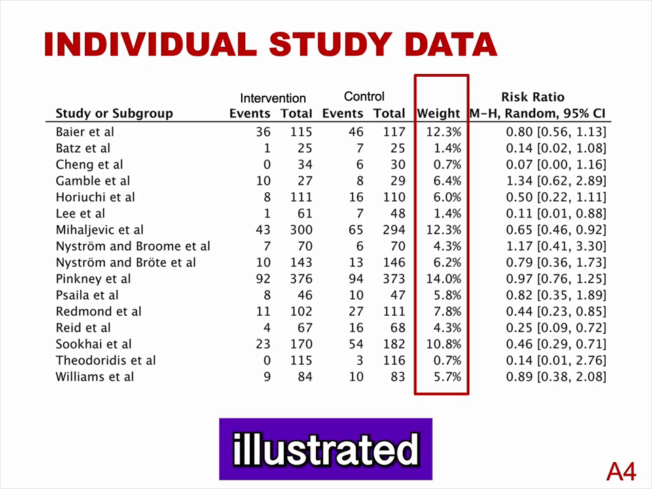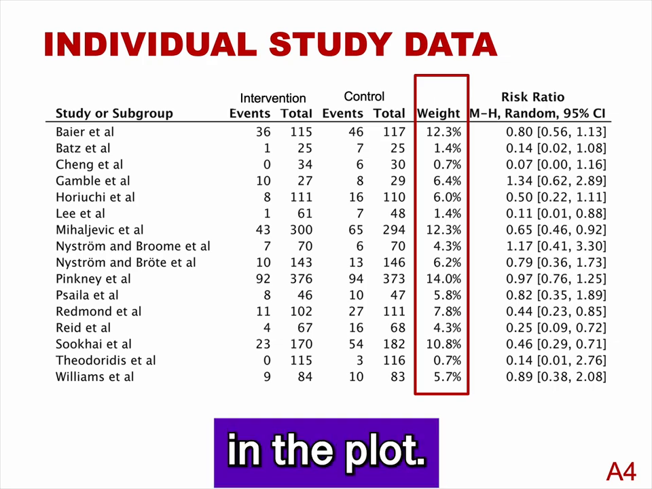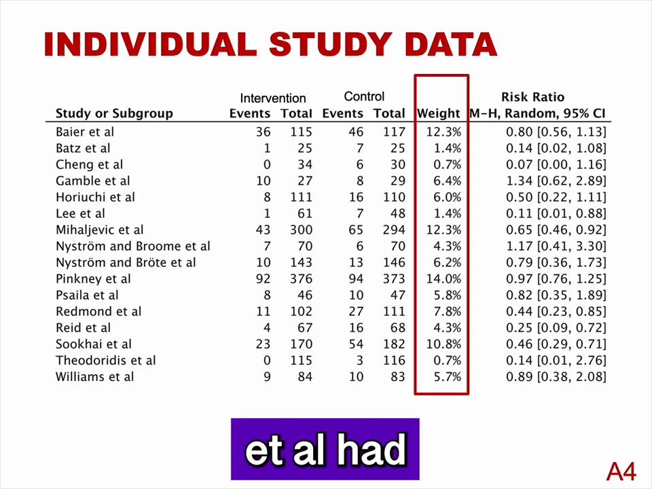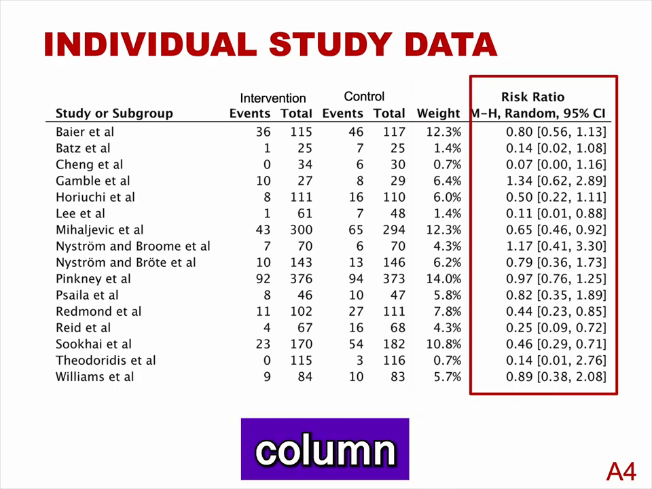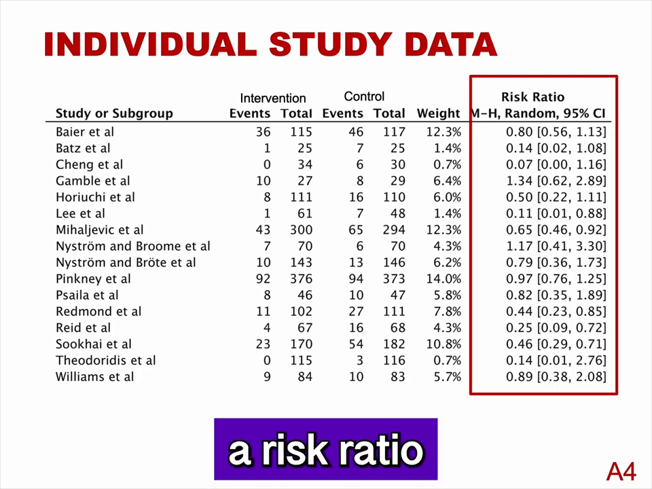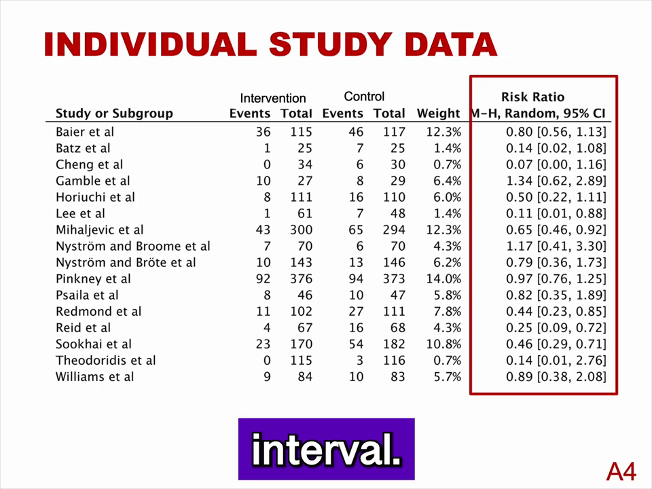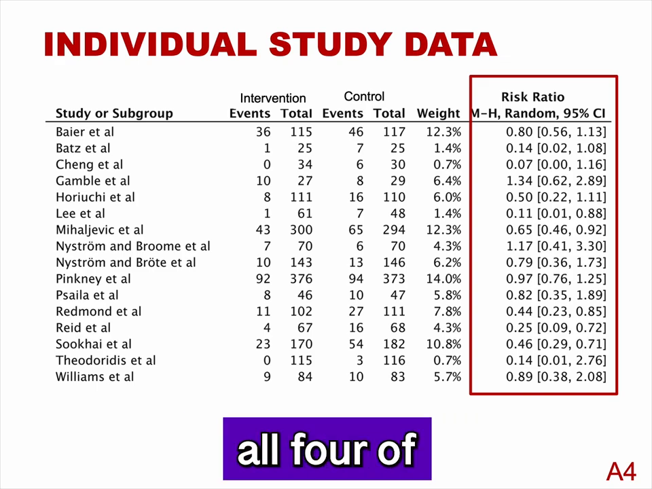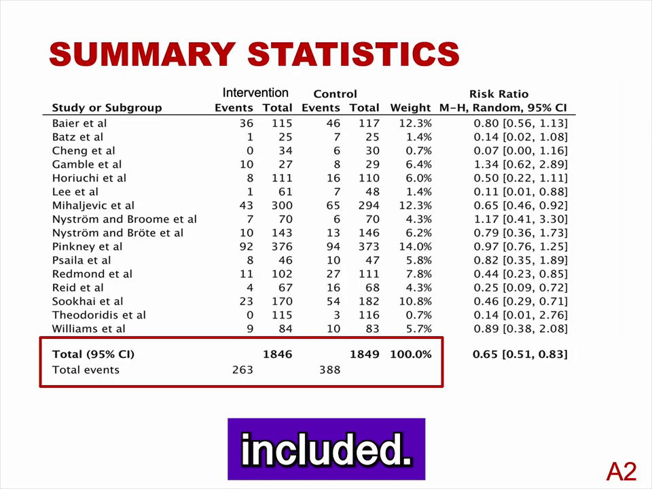The study weight can also be illustrated by the individual box size in the plot. The study by Pinckney et al. had the greatest weight at 14%. The last column includes the individual study statistics. In this case, it is a risk ratio with the 95% confidence interval. Not all meta-analyses include all four of these elements, but columns 1 and 2 are commonly included.